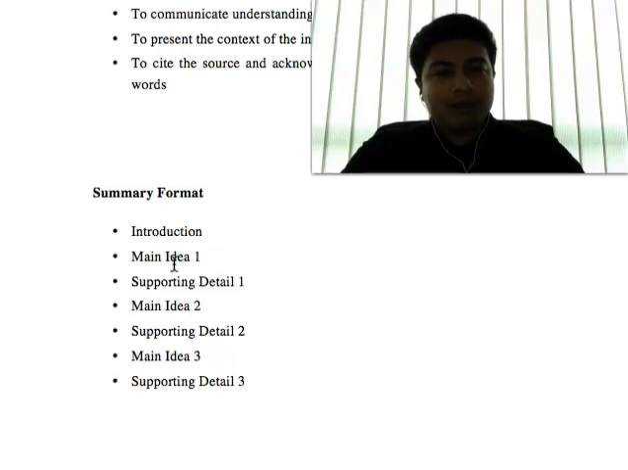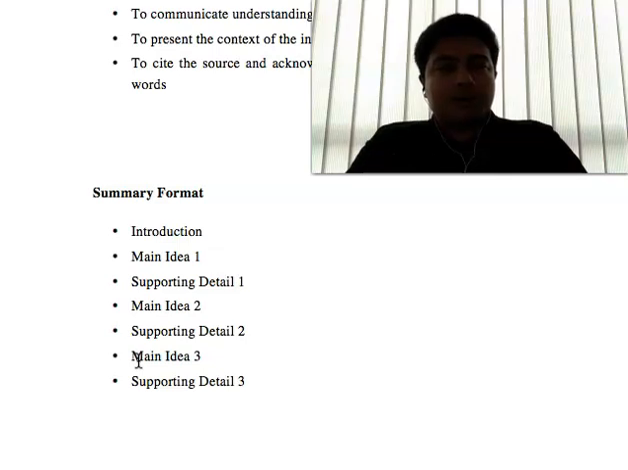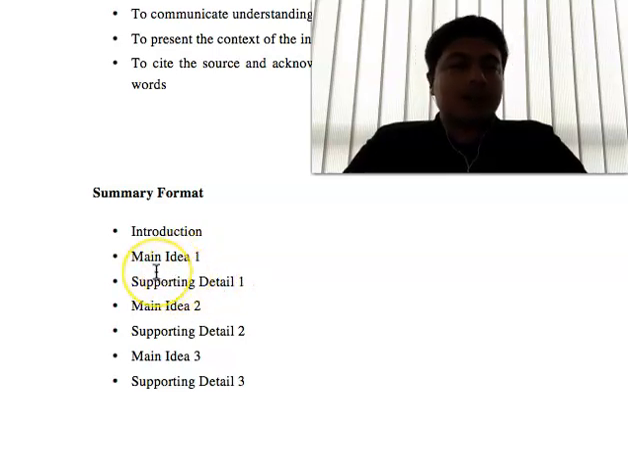Main idea number 1, main idea number 2, main idea number 3, 4, 5, or 6. It depends on the length of the original article that you have. Each main idea is followed by a supporting detail. So main idea number 1, supporting detail number 1. The supporting detail will explain the main idea further. Main idea number 2 and supporting detail number 2 will explain main idea 2. The same goes for point number 3, 4, 5, or 6.